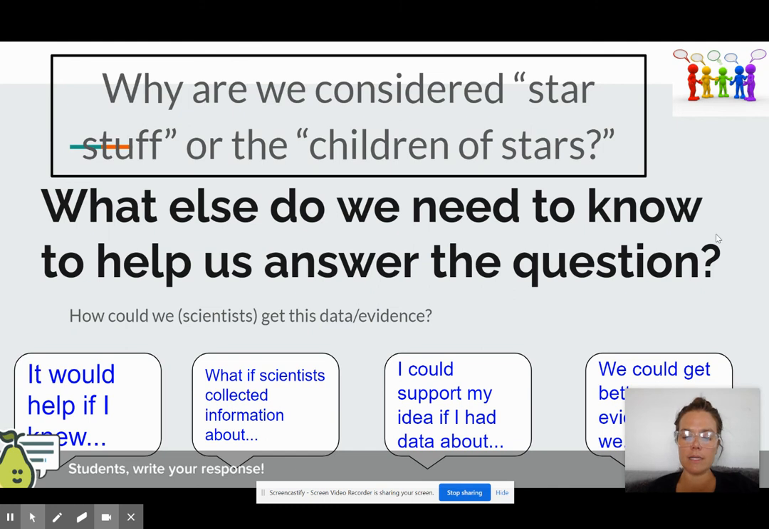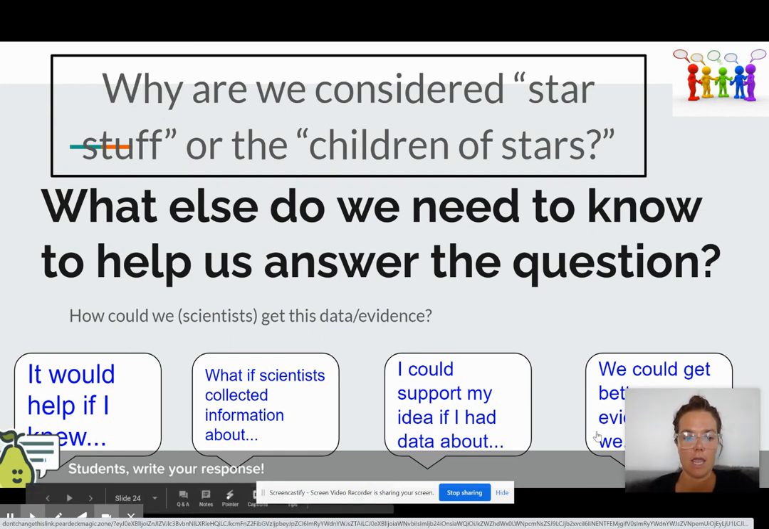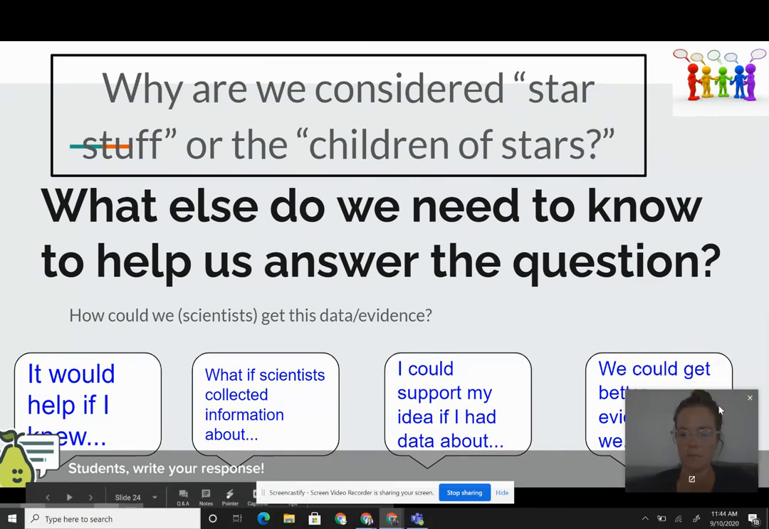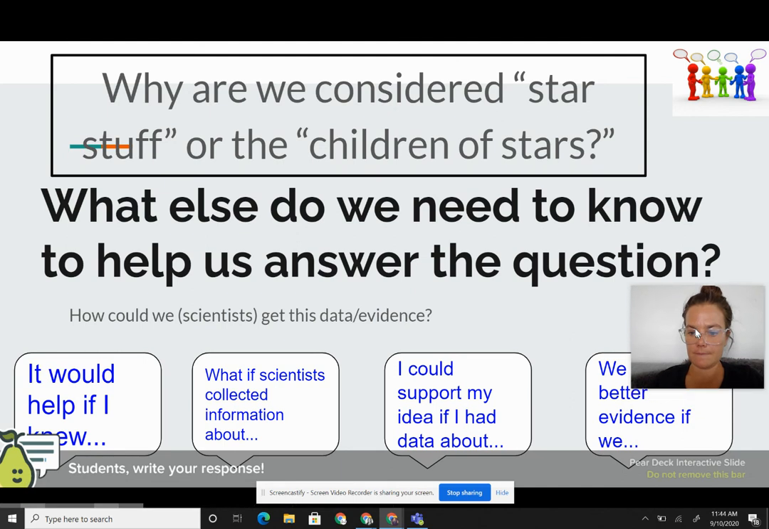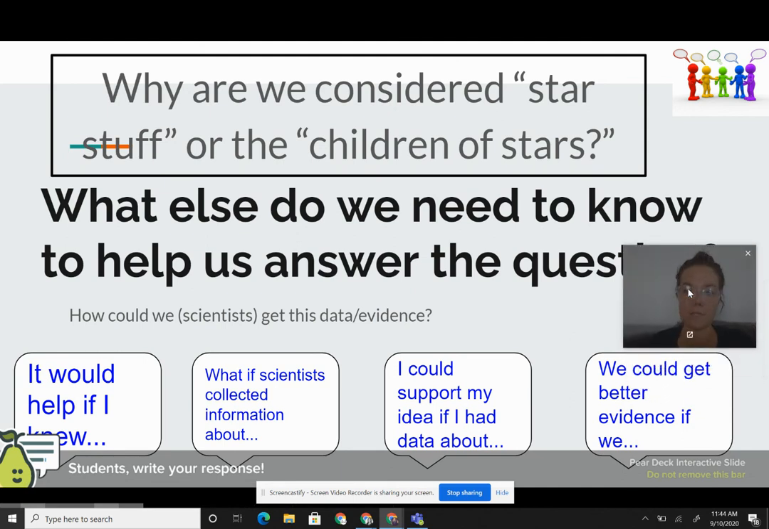But what else are we going to need to talk about or understand to better answer this question in the end run? So what I'd like you to do now is use one of these sentence starters. It would help if I knew what if scientists collected information about. I could support my idea if I had an idea about, or if I had data about. We could get better evidence if we. But answer what else do we need to know to be able to answer this question?